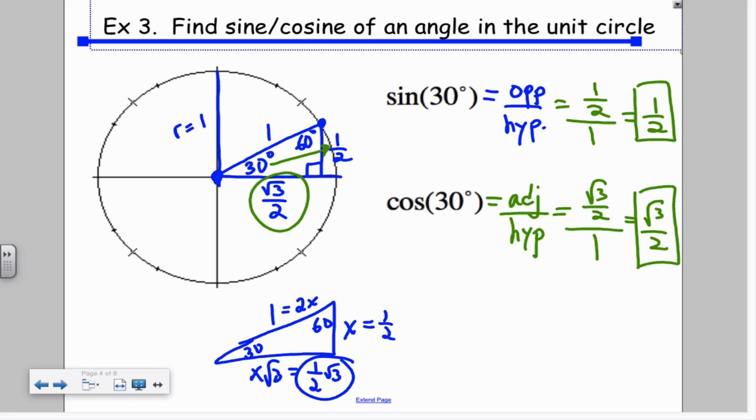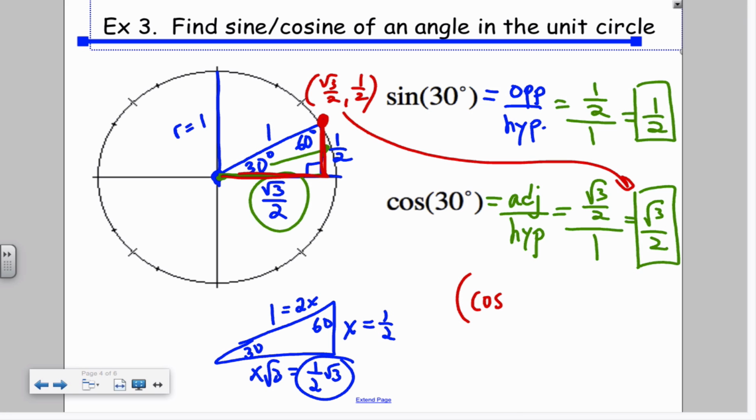Another thing to note is that this triangle has a length, root 3 over 2, as its base, and a height of 1/2. So we can say that this coordinate on the unit circle is just root 3 over 2, comma 1/2. And that's kind of interesting because root 3 over 2 corresponded to cosine. So we can say the x-coordinate of a unit circle is just cosine theta. And the y-coordinate corresponded to our sine. So we could say the y-coordinate in a unit circle is just sine theta.